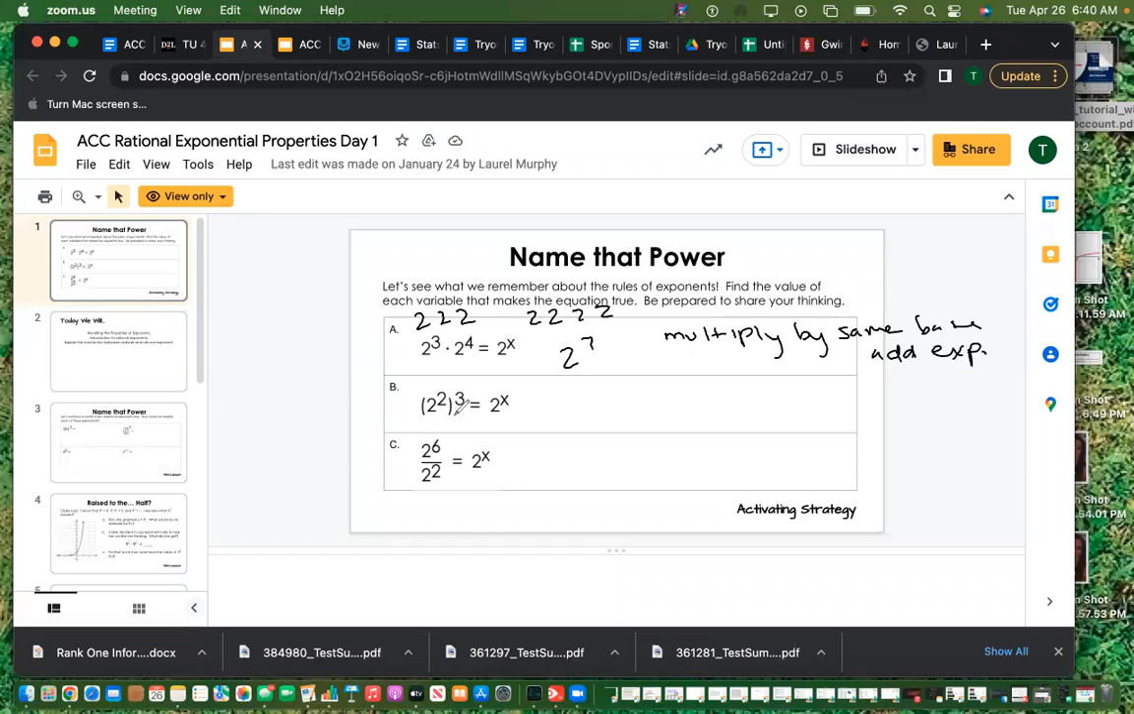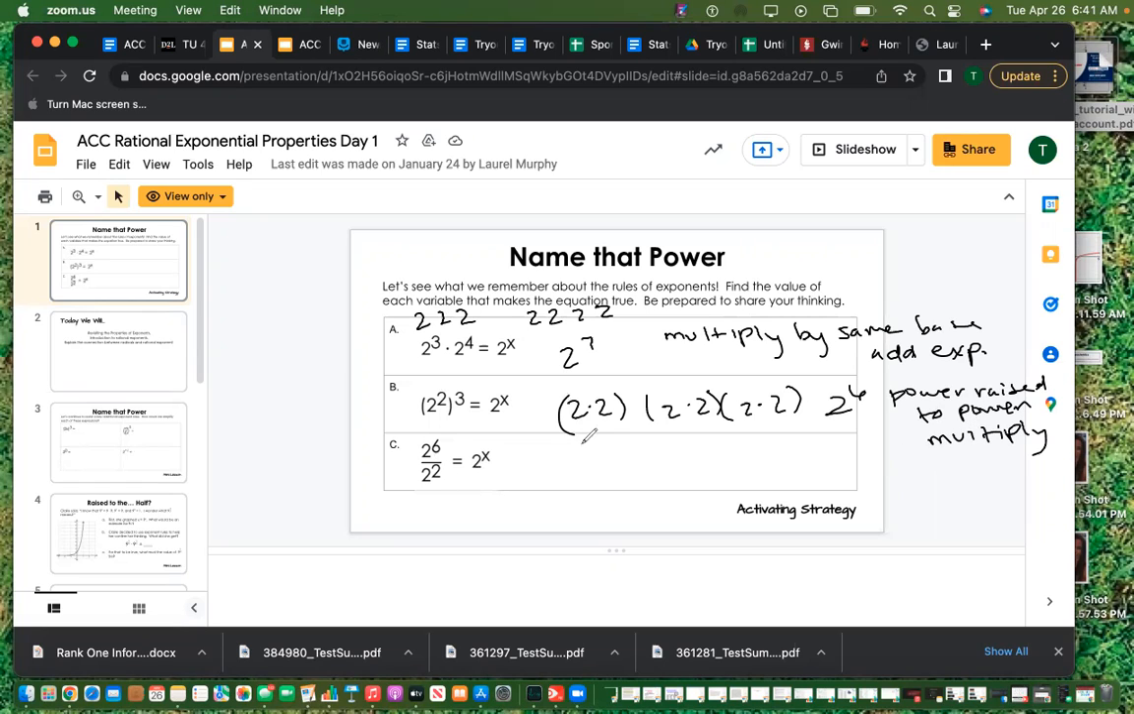Okay. Here, if I have 2 2s and I'm doing that 3 times, how many 2s do I have? Well, that's 6. So that would be 2 to the 6th power. So that means that if you have a power raised to a power, you're going to multiply. So power raised to power, you're going to multiply.